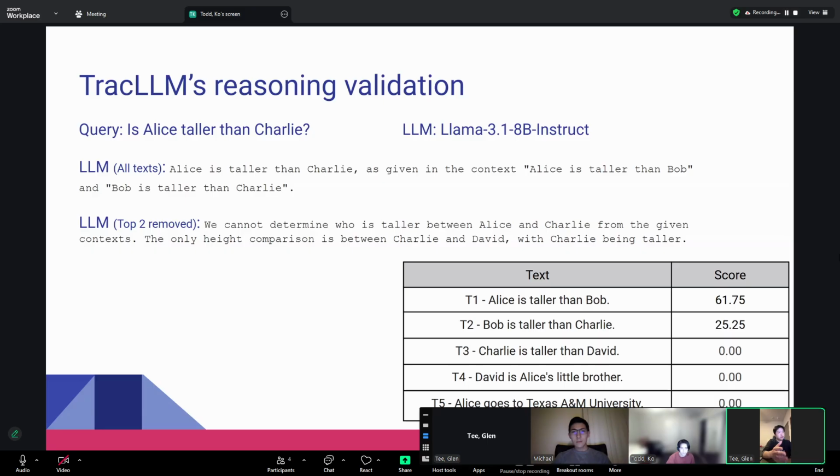So to implement this, we first wanted to validate TracLLM's reasoning ability. So we provided it a series of texts as shown below, T1 through T5. Then we had a query of, is Alice taller than Charlie? The LLM with all the texts answered it correctly in that Alice is taller than Charlie. We then ran TracLLM to score each of these texts to see which one is the most relevant, and it correctly identified T1 and T2 as the relevant texts. We then removed these and fed the rest into the LLM, to which it gave an incorrect output. And this showcases TracLLM's ability to reason.